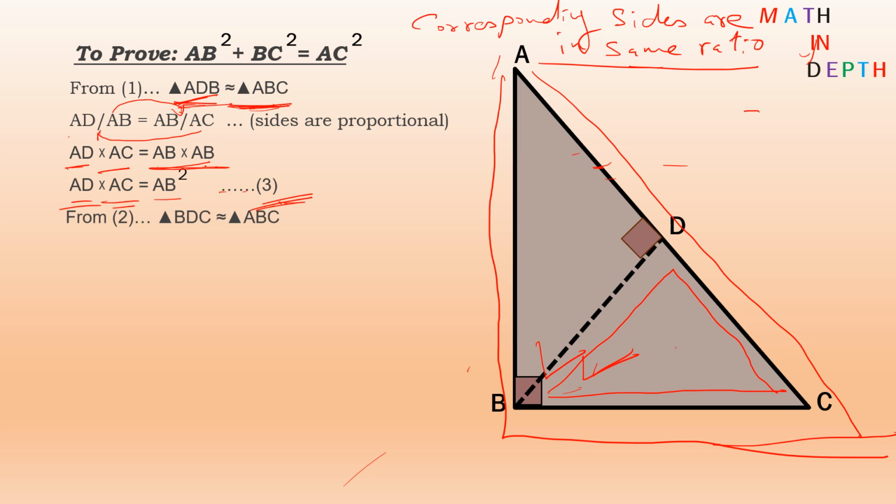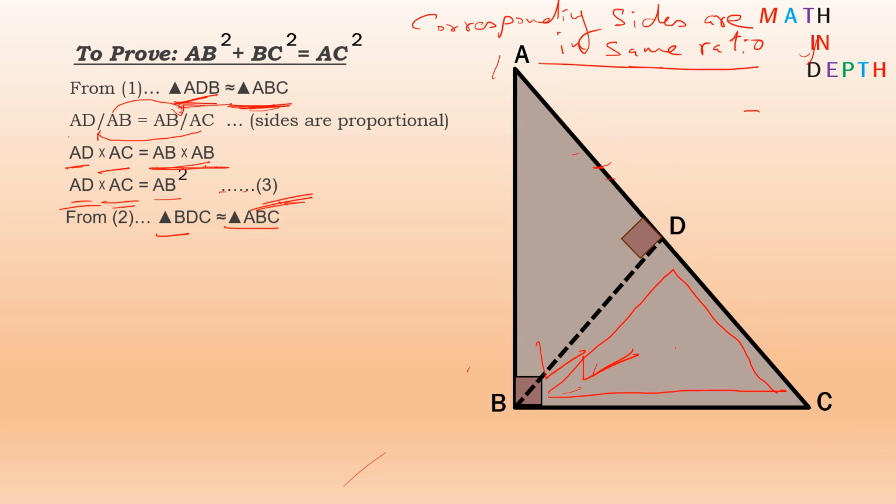Fine. So again we have taken these two triangles BDC and ABC, and we have already proved that these two triangles are similar to each other. So if these two triangles are similar, what is the property? Here also, the same way, the corresponding sides are in the same ratio. So which sides are we going to take? First, this is the triangle BDC. In BDC, this is the baseline, this is the perpendicular line, and this is the hypotenuse.